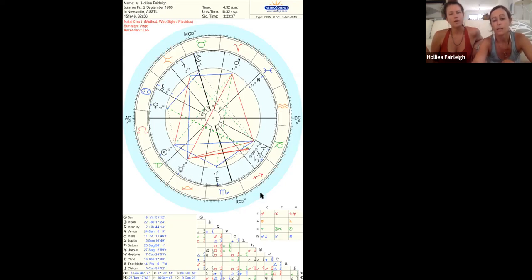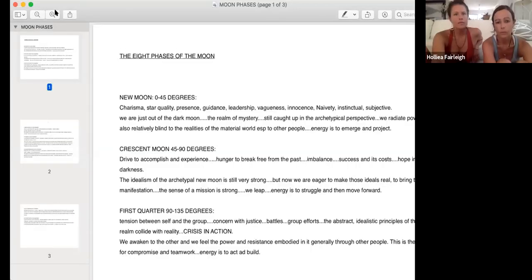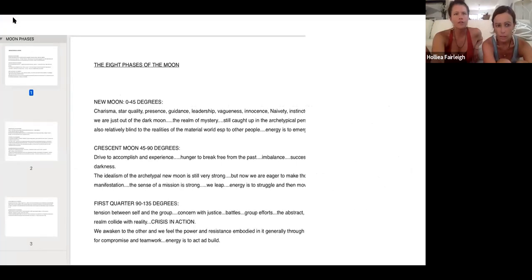Yeah. So now we can talk. Do you want to look a little bit about the moon phases and what their qualities are? It'd be great to share both. So I will just get up. Go. Okay, so here's the moon phases.